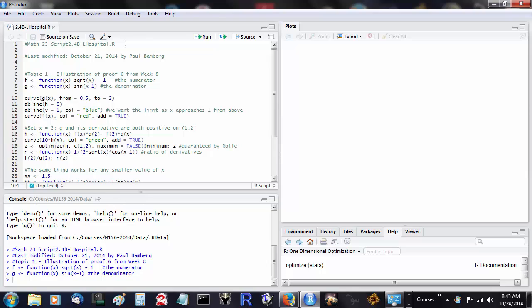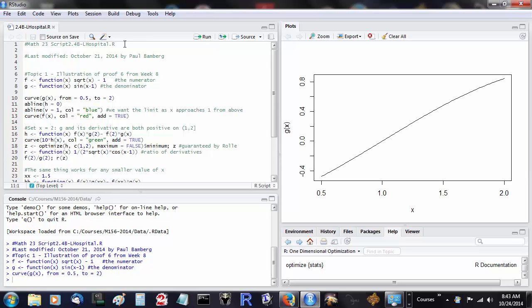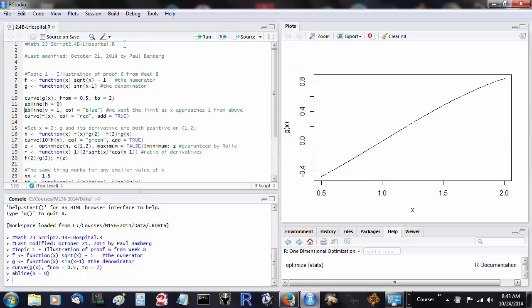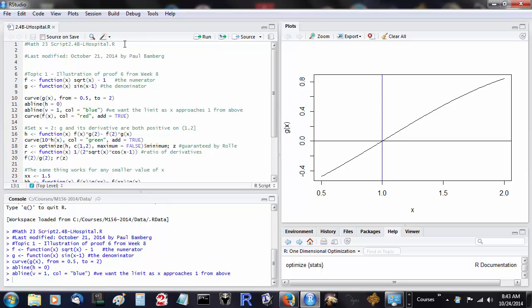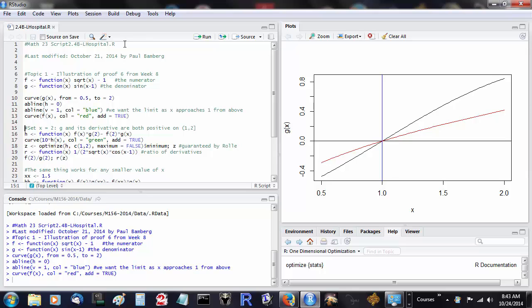Let's graph these functions. Here is the denominator function. There is a horizontal line at 0. Here is a vertical line at the point x where we want to evaluate the limit. And you can see that as we approach x from above, g of x goes to 0. Let's plot the function f of x in red. It has the same properties.